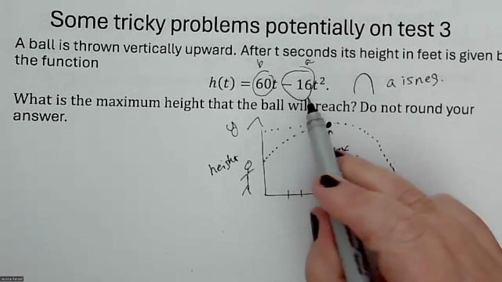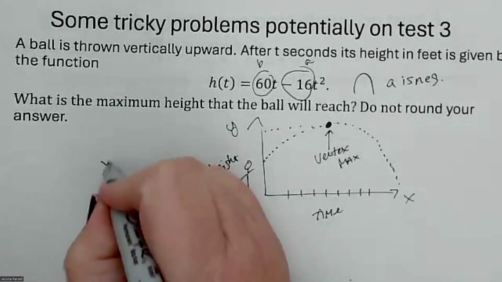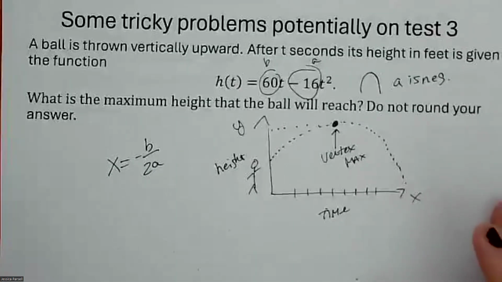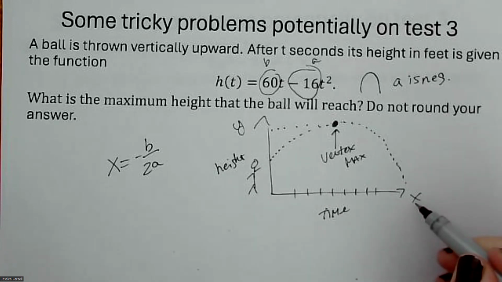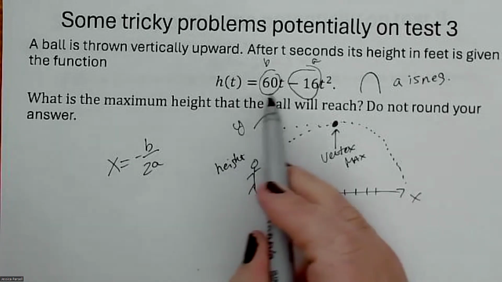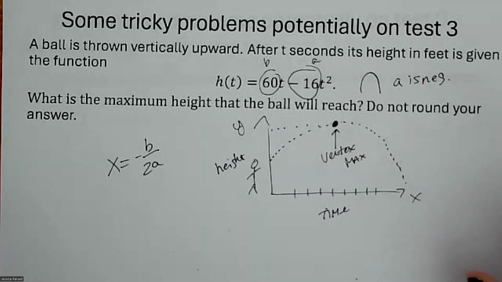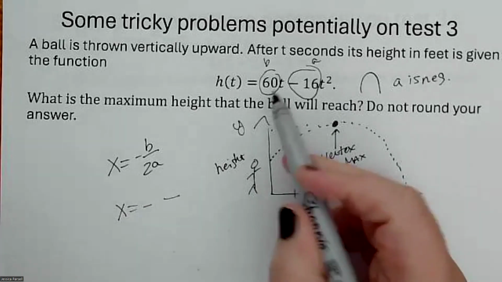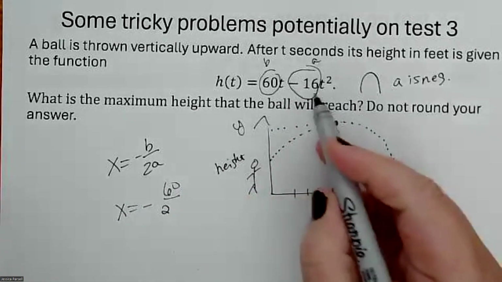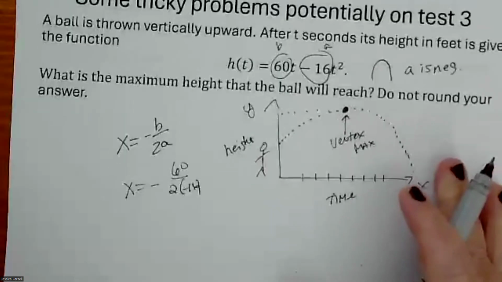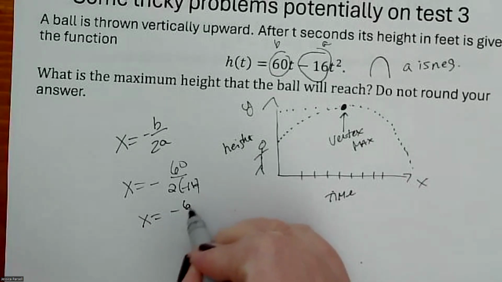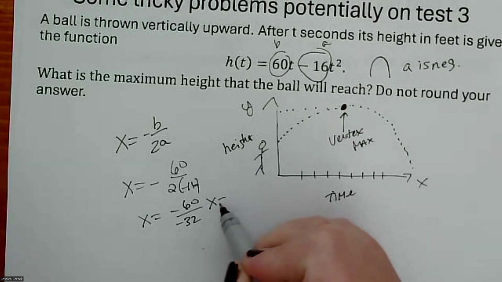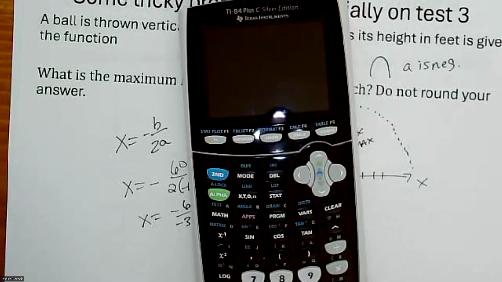Okay, define the vertex for a parabola written in this format. If you recall, we're going to do negative b over 2a. I think this was in week 13's homework. That's going to give us our time. Then we're going to take our time, put it back in for t, and that's going to give us our height. So x is equal to the negative sign, that's part of the formula, what's our b? 60 over 2 times our a, which is negative 16. So what we really have is negative 60 over negative 32. And negative divided by negative is going to make a positive. Let's see what 60 divided by 32 is going to make.